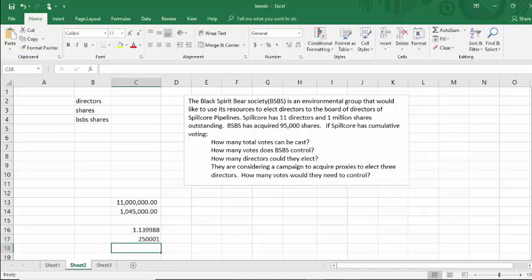So when we do that, we have 250,001 shares. So that's how many shares they would need to control in order to be able to elect 3 directors.